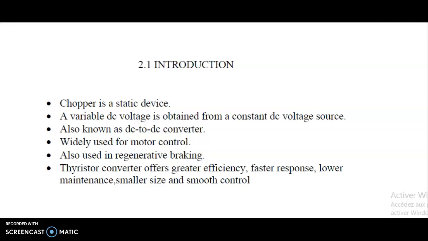All right, which simply means the statement we have said above, variable DC from constant DC. So it's a DC to DC converter. Here we see its application in motor controls, regenerative braking. Then we are being told that the thyristor converter offers greater efficiency. This is just why we have this choice of certain components over others in the chopper. All right.